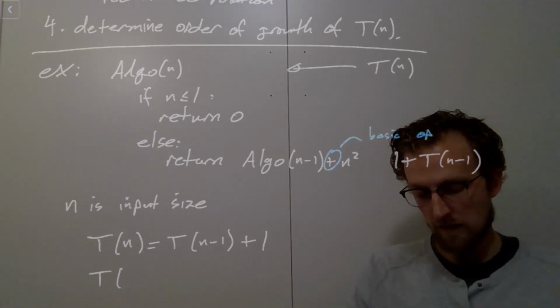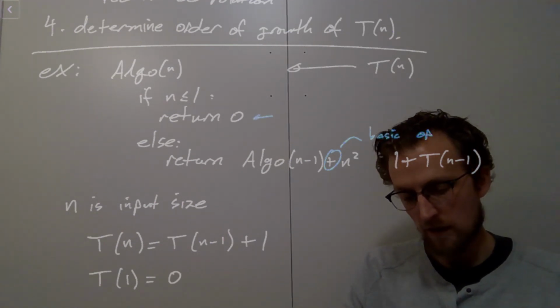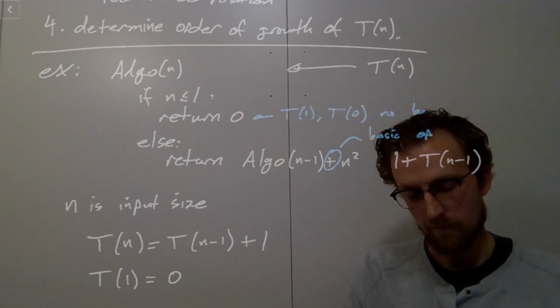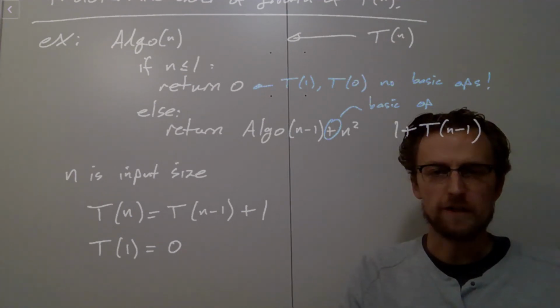So T of 1 then is 0. There's no additions to happen here. So this is T of 1 and T of 0, and no basic ops. All right, and I can also write, well, that's fine. T of 1 is equal to 0 is fine.